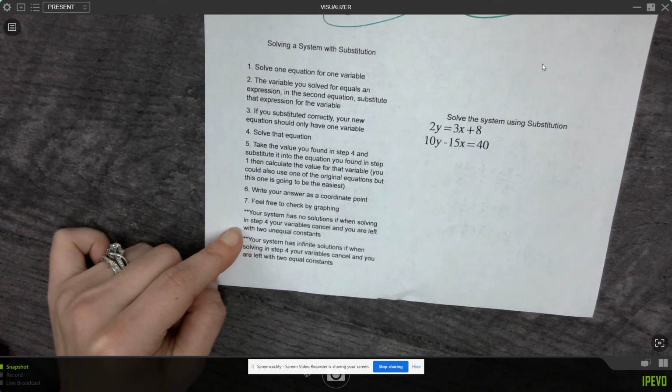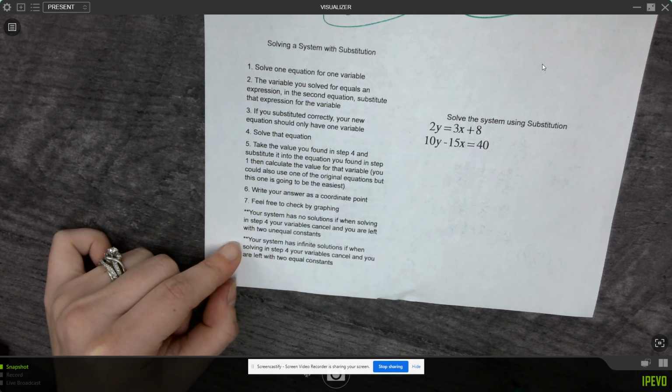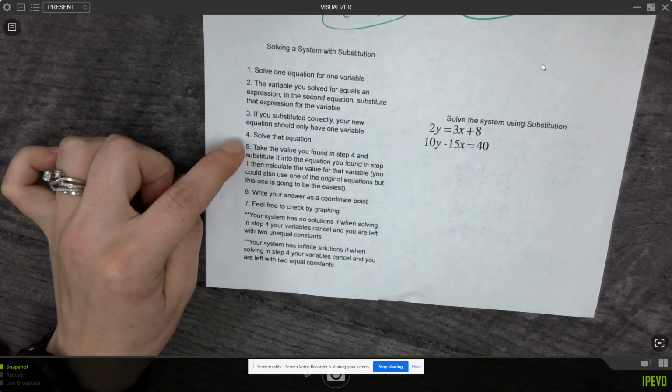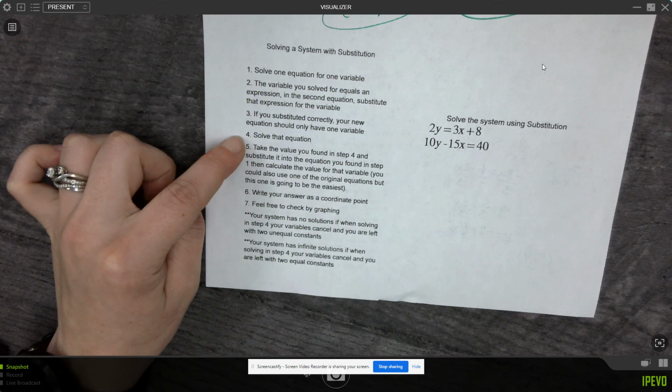No solution. However, it's infinite, which would mean graphing is the exact same line, if you solve and your variables cancel, but now you're left with two equal constants. 5 equals 5. Oh, yes, it does. Infinite solutions. That is in step 4 when you are solving for the first variable.